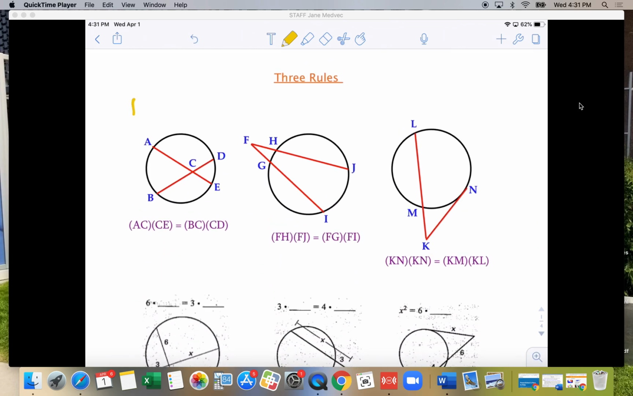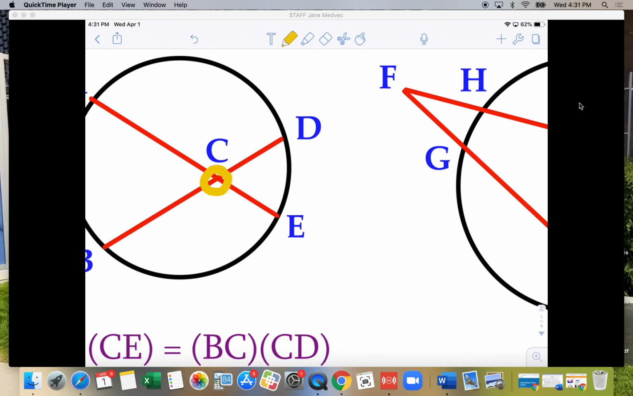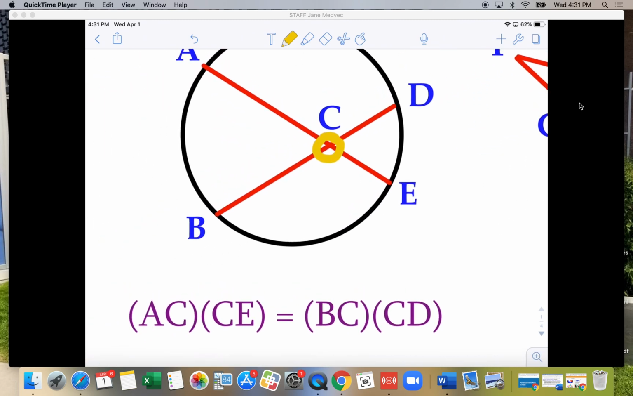And I'm going to label this one as 1, this one as 2, and this one as 3 as we talk. So if I look at the first one, you're going to notice that the intersection is inside. And so what you're going to do is take this line segment AC, and take the other part of it, which is CE. I'm going to multiply those together, and they are going to equal BC times CD. So I just take the lines, I take their parts, I multiply them together, and they equal each other.